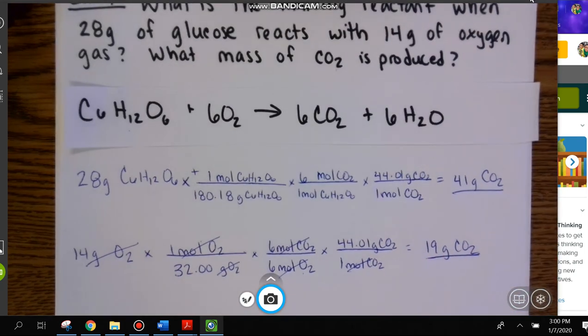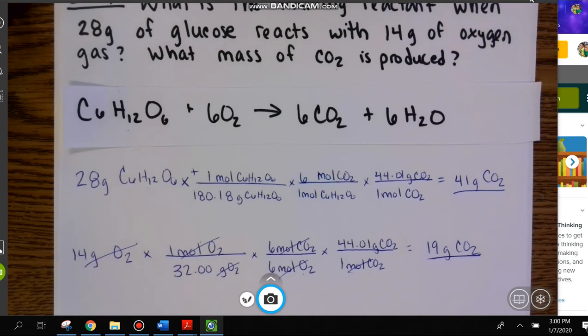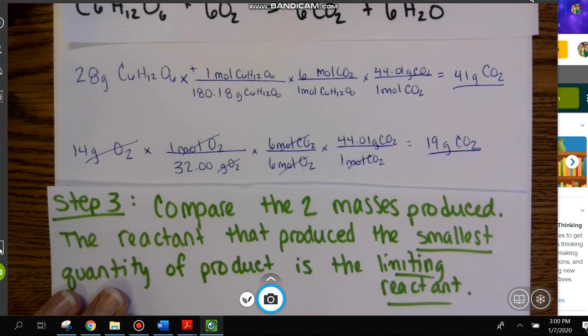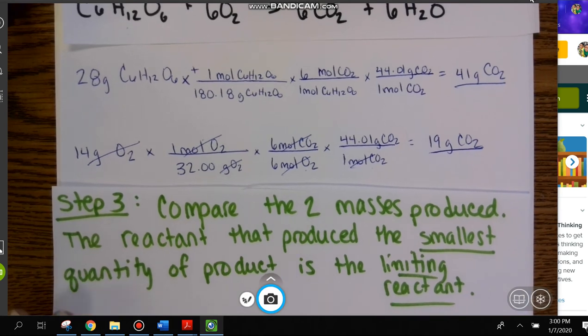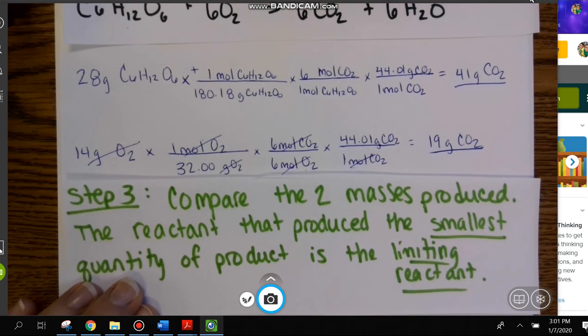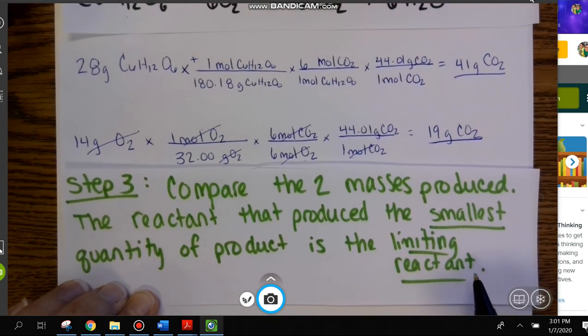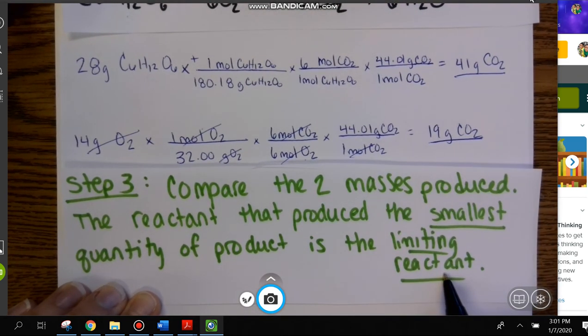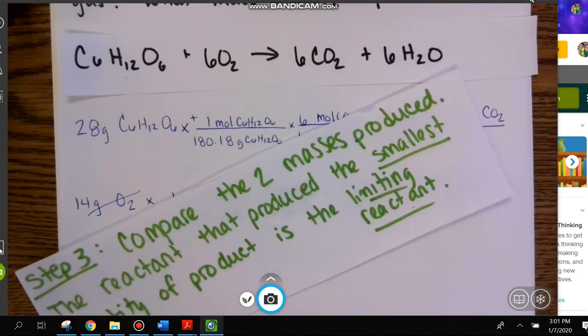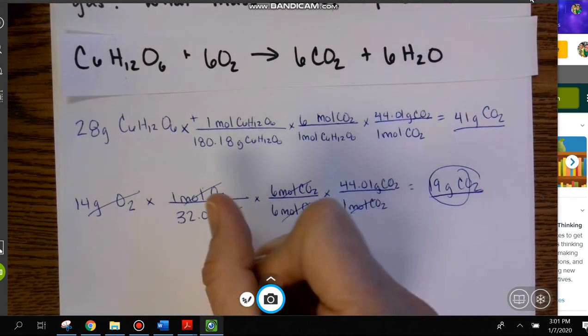So the next step here to find my limiting reactant is to compare the two masses produced. The reactant that produced the smallest quantity of product is the limiting reactant. So whatever produced the smallest quantity is the limiting reactant. So this is my smallest quantity, therefore oxygen is my limiting reactant.